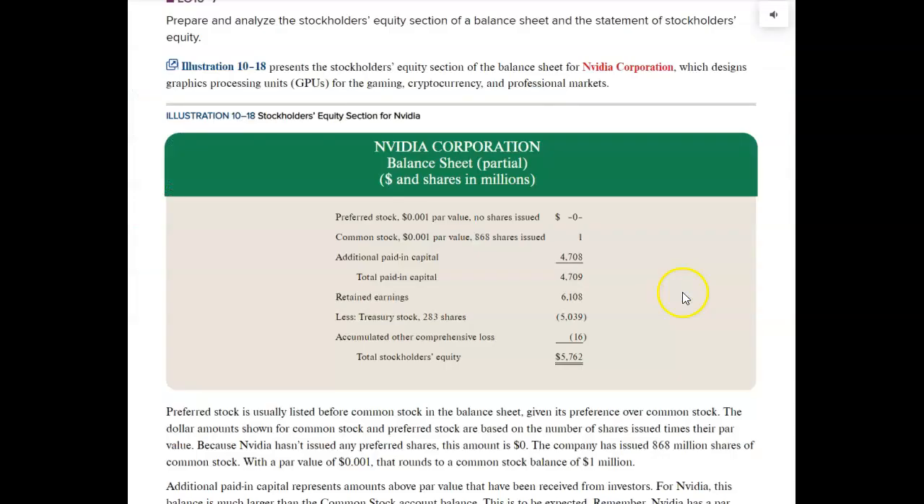Reporting stockholders' equity, we've already seen this. This is an example they pulled out. No preferred stock's been issued. You see the $1 for common stock, but this is in millions of dollars. This is $1 million. Additional paid-in capital is over $4 billion, almost $5 billion. Retained earnings, over $6 billion. Treasury stock, quite a bit. $5 billion in treasury stock, that's a lot. That reduces stockholders' equity, and they have other comprehensive loss that we're not going to get into. So total stockholders' equity is $5,762 million.